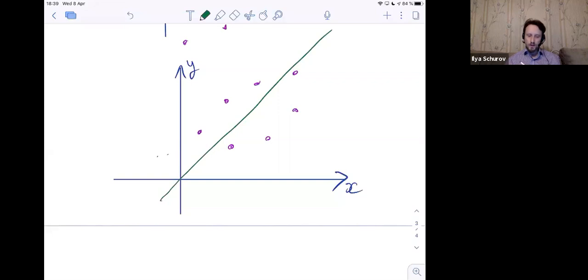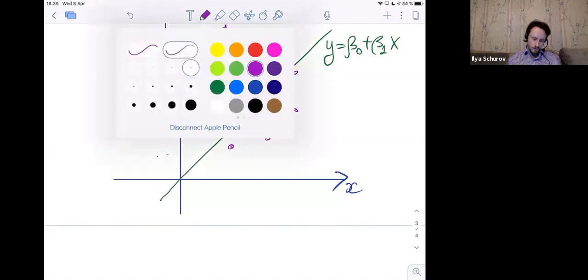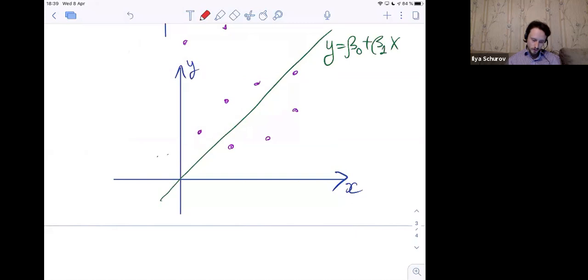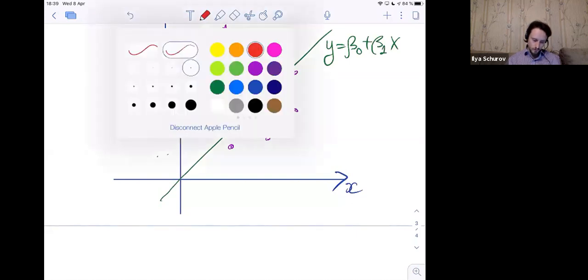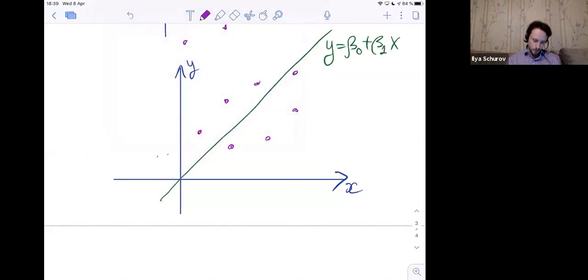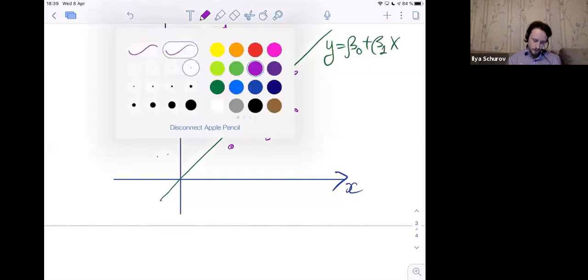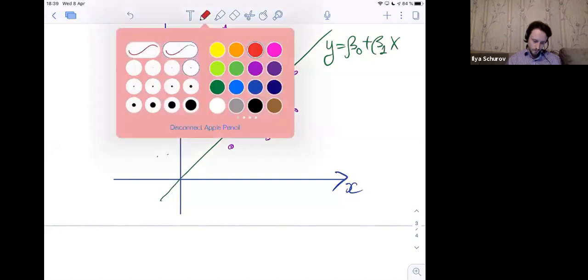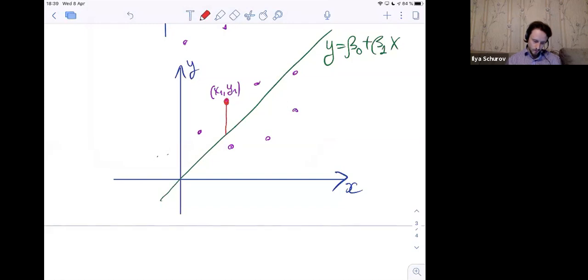I have some data, and I have my straight line, which is obtained by my model. Then if I fix parameters of this model, so if I fix beta1 and beta naught, then I can find the following values, which are called residuals. These values are found in the following way. I take every point, for example this point x1, y1, and then I find the distance between my point and this line. This distance is calculated vertically.